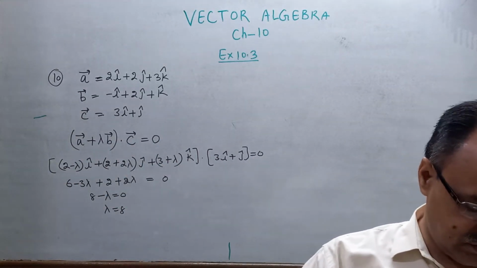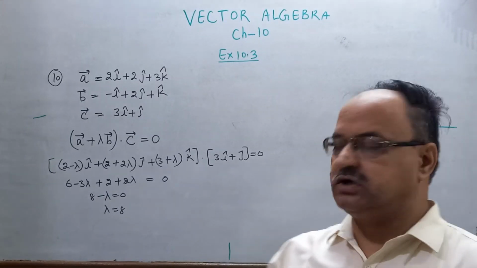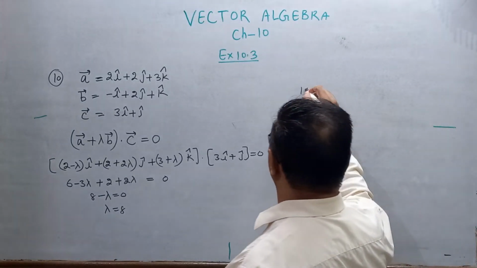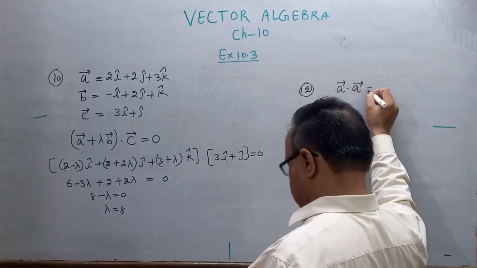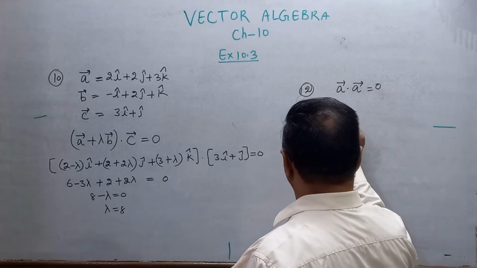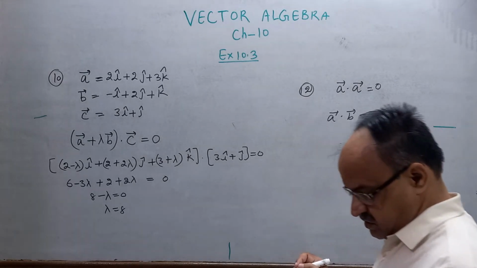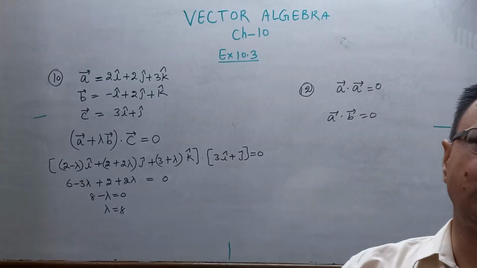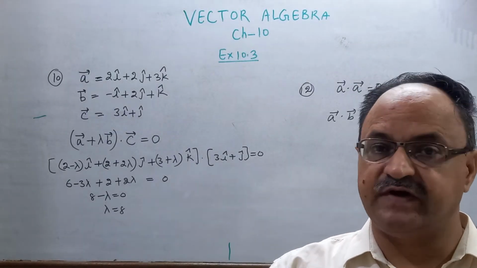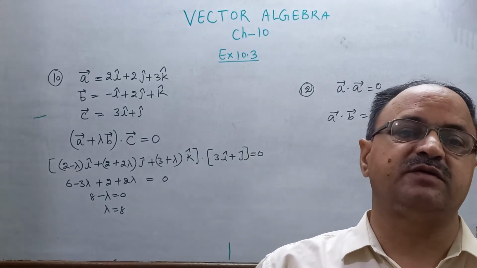Question number 12, one more very important question. A dot A is equal to 0 and A dot B is equal to 0. What can you conclude about the vector B? You know that if A dot A is equal to 0, it means vector A is the zero vector. And if A dot B is equal to 0, it means vector B may be any vector.